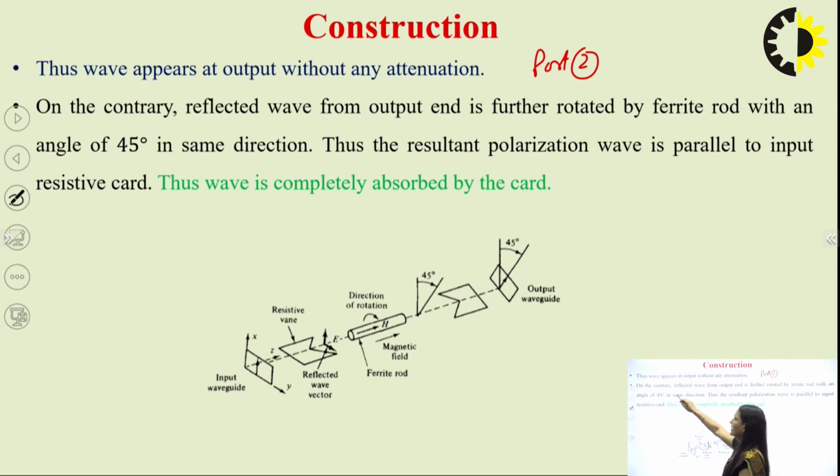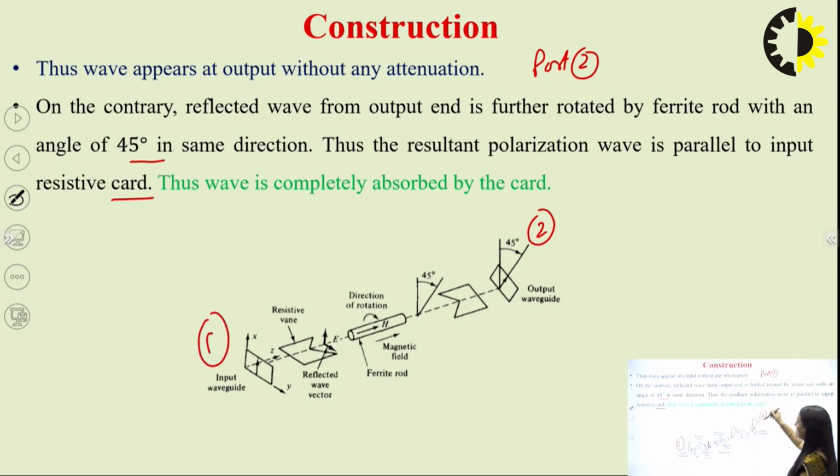On the contrary, the reflected wave from the output end is further rotated by the ferrite rod by an angle of 45 degrees in the same direction. Thus the resultant polarized wave is parallel to the input resistive card. This wave is completely absorbed by the card. It means if we are moving in the reverse direction, input is given at port number 2. So what will happen at port number 1?